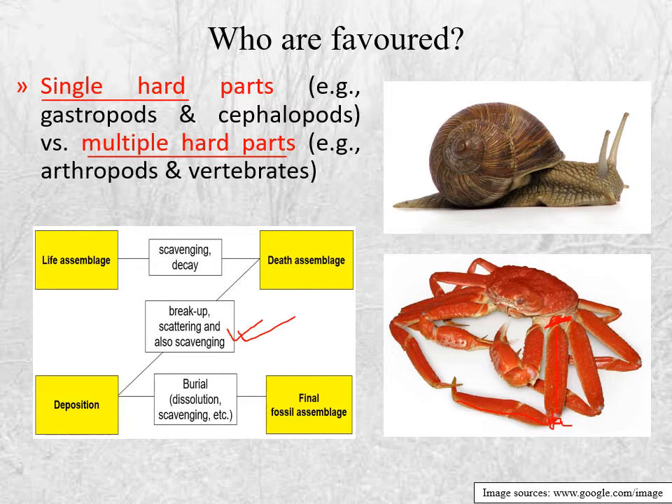So now it is very difficult for anybody to know where those parts of the organisms are deposited. And there is ample chance during this disarticulation of the joints that the hard parts become completely lost. So again, not only are the hard-part-bearing organisms favored in fossilization, but the organisms having a single hard part are more favored for fossilization compared to the organisms having multiple hard parts.